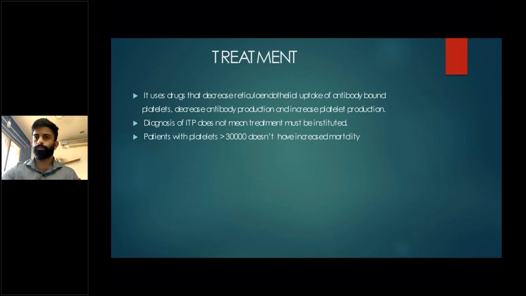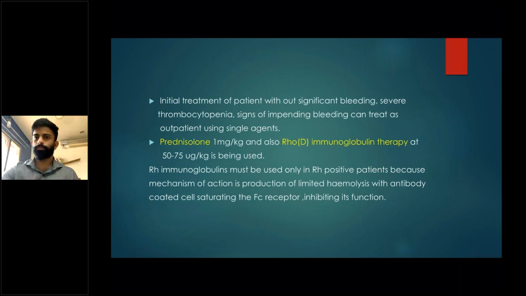So again, I'll just go over it. The treatment uses drugs that decrease reticuloendothelial uptake of antibody-bound platelets, decrease antibody production, and increase platelet production. It does not mean treatment must be instituted. Only with symptoms and in those who have less than 50,000 can you go with treatment. Those with platelets greater than 30,000 don't have increased morbidity.